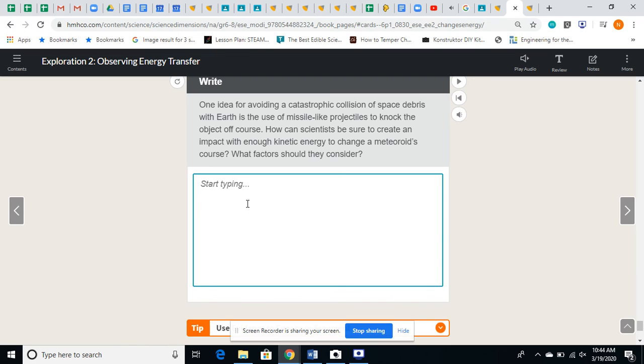So if it's 91 kilograms and I want to knock it off its course, I have to be going at the same speed as that meteoroid and be the same size. That's really hard to do. 91 million kilograms is really big. So what we would need to do is we would make something smaller that's going really, really fast. Projectile would be like a rocket.